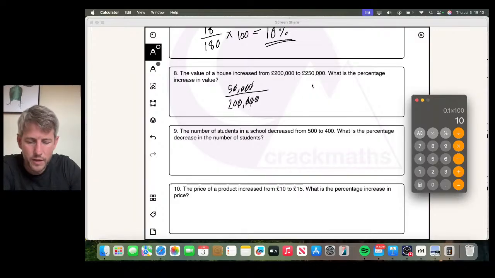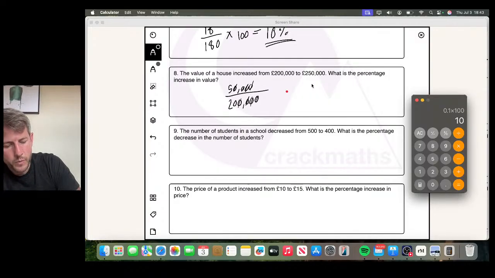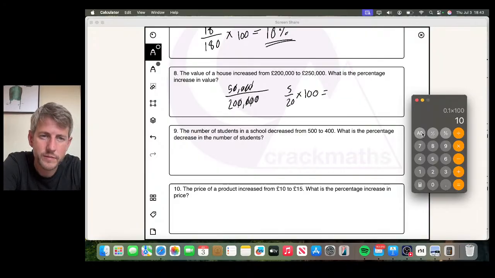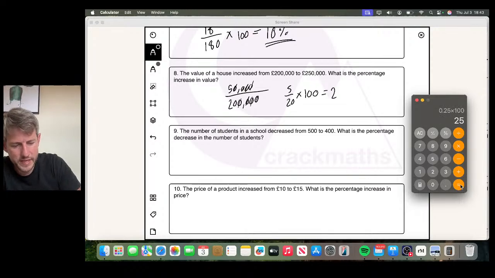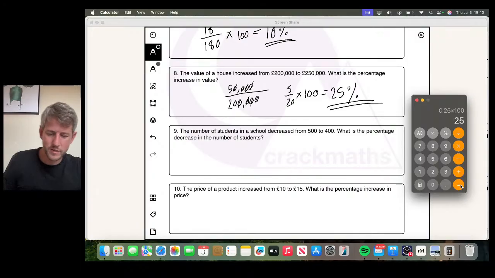Okay, so that's like 5/20ths, and so we're only going to do 5/20ths times 100 and see what this gives us. So we've got 5 divided by 20 equals this, times 100, 25%. So there's a 25% increase in value. It's pretty nice. Right.